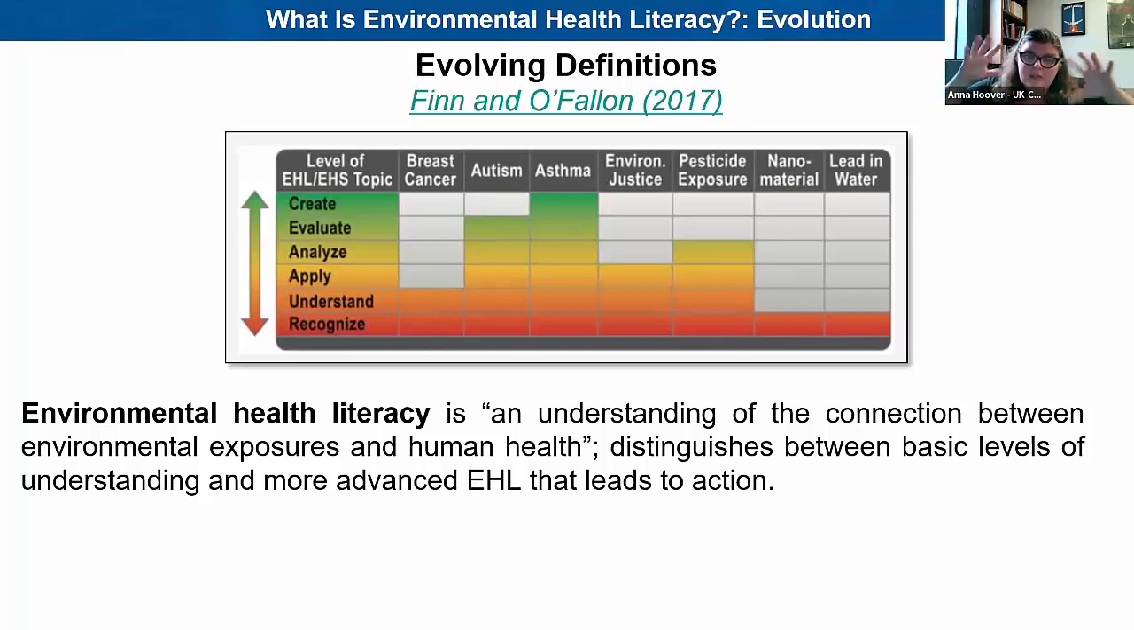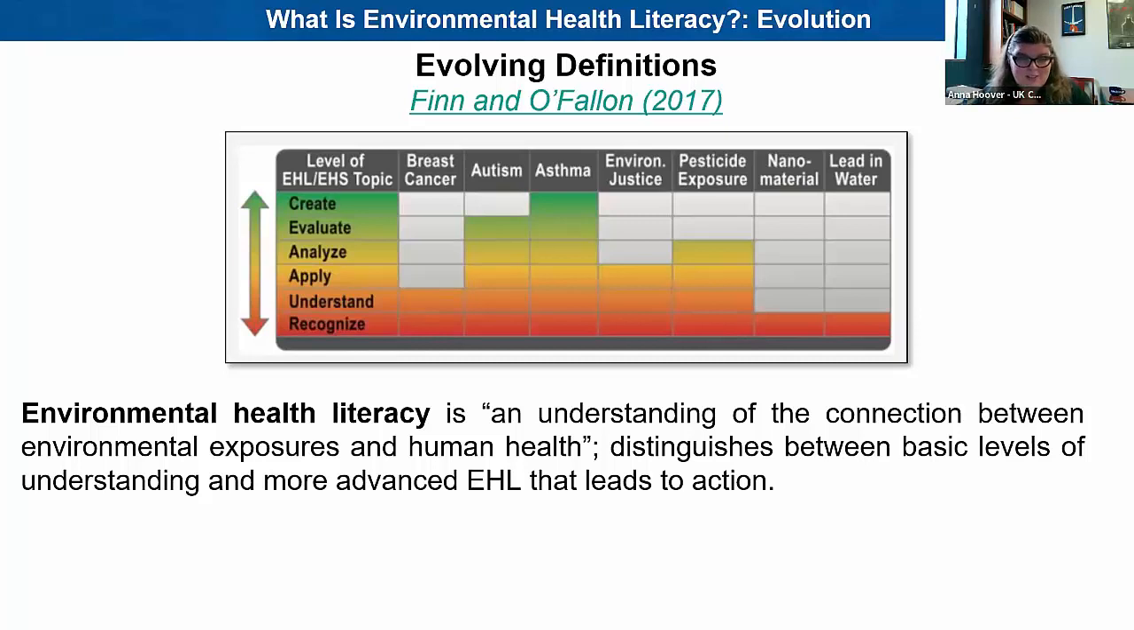So this particular table that they developed wasn't meant to be prescriptive, but it was meant to illustrate that there are different levels for different problems. And asthma may be a create in one community, or it may be a recognize in another. Again, it's that context piece. So Finn and O'Fallon define in 2017 environmental health literacy as an understanding of the connection between environmental exposures and human health. It distinguishes between basic levels of understanding and more advanced environmental health literacy that leads to action.